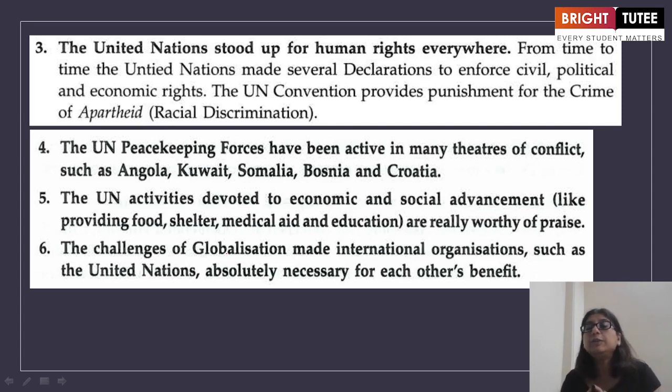And the United Nations peacekeeping forces have been active in many theaters of conflict, such as Angola, Kuwait, Somalia, Bosnia, and Croatia. The United Nations activities devoted to economic and social advancement, like providing food, shelter, medical aid, and education, are really worthy of praise. And the challenges of globalization made international organizations such as the United Nations absolutely necessary for each other's benefit.